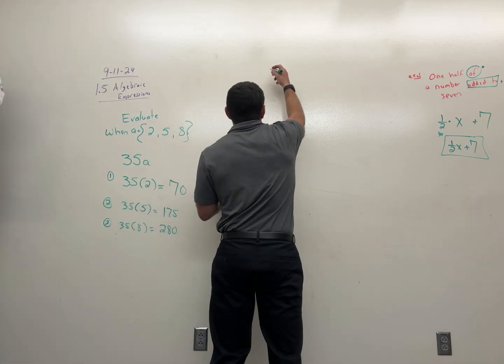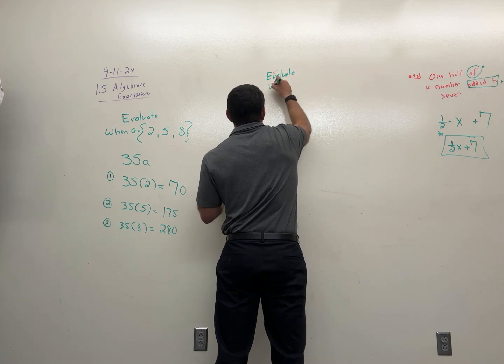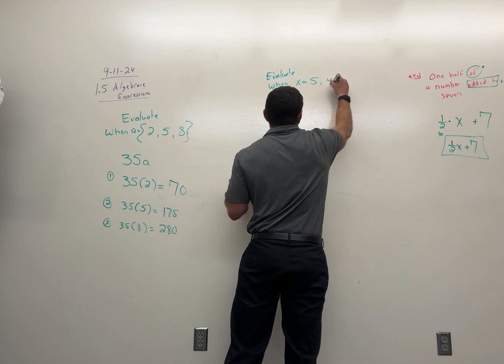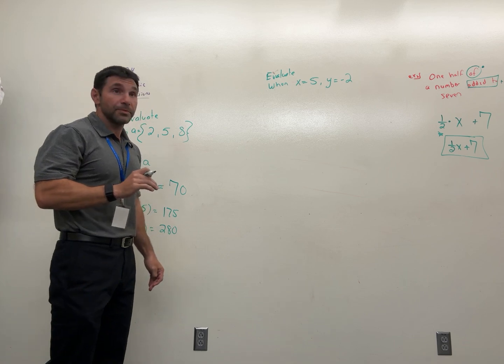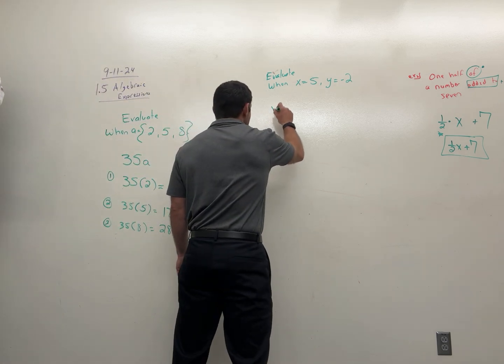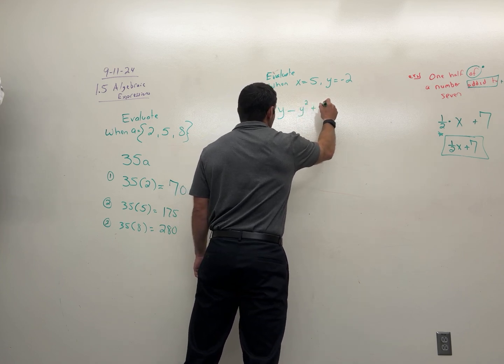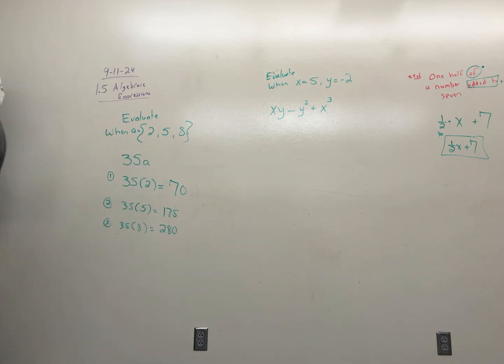Okay. So, evaluate when x equals 5, y equals negative 2. You can go in a second. I want you to do this problem with me first. Okay? Here we go. xy minus y squared plus x to the third. Whoo! Mr. H, I don't like it. Well, I don't care if you like it, but you will be able to do this.